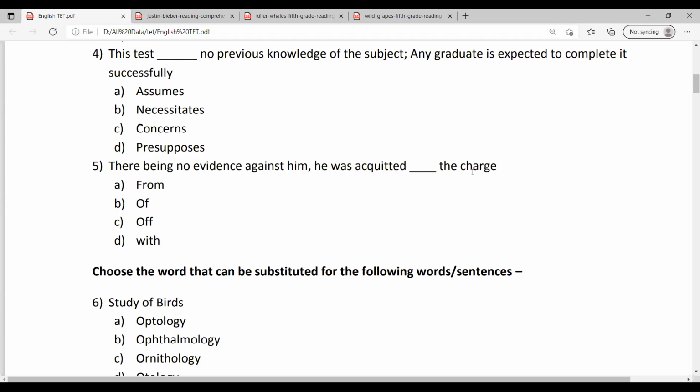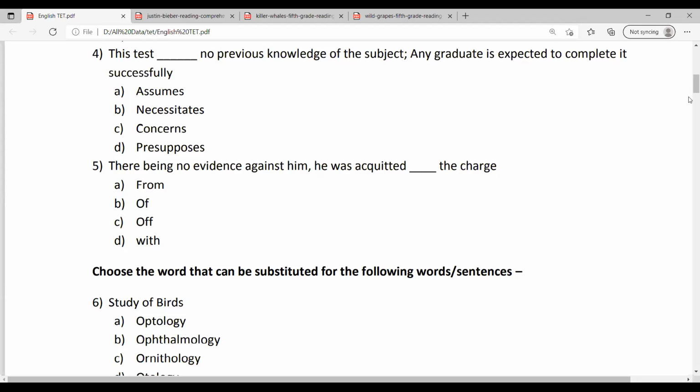There being no evidence against him, he was acquitted, dash the charge. Now here's a preposition: of. He was acquitted, A-C-Q-U-I-T-T-E-D, of the charge. It's not double F, single F. Acquitted of the charge, acquitted of the charge, removed from that. So he's acquitted of the charge.